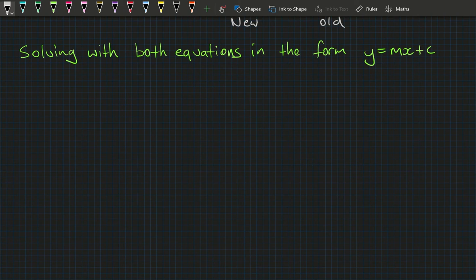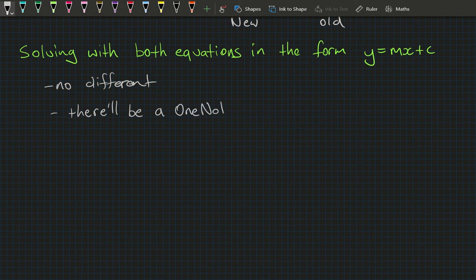So when we solve simultaneous equations, when we have two equations of the form y equals mx plus c, there really is no choice. You must substitute for y, which is pretty much what we've already been doing anyhow. So we'll just get on with the example, but I'd also like to mention at the end of this example, I do have a OneNote treat for you.